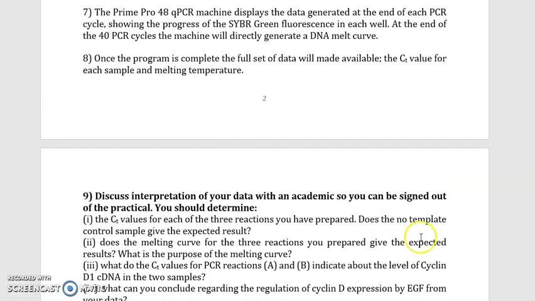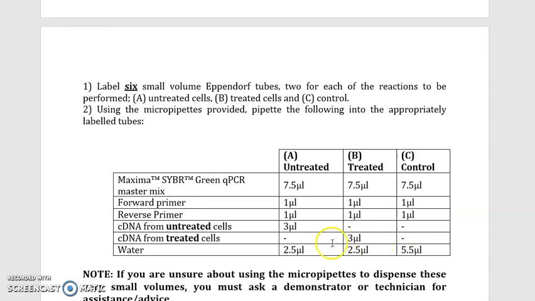Now, if we go back to the question, it says, does the no template control sample give the expected result? And so for me, I didn't get a CT value for either of my controls, and that's what you should expect, because if you know what a CT value is, then that should make sense. A CT value is essentially the number of cycles it takes for the threshold fluorescence to be reached. So it's really the time it takes for the threshold value to be reached. And hopefully that makes sense that you shouldn't get any value for this, because we don't have any DNA in our sample.